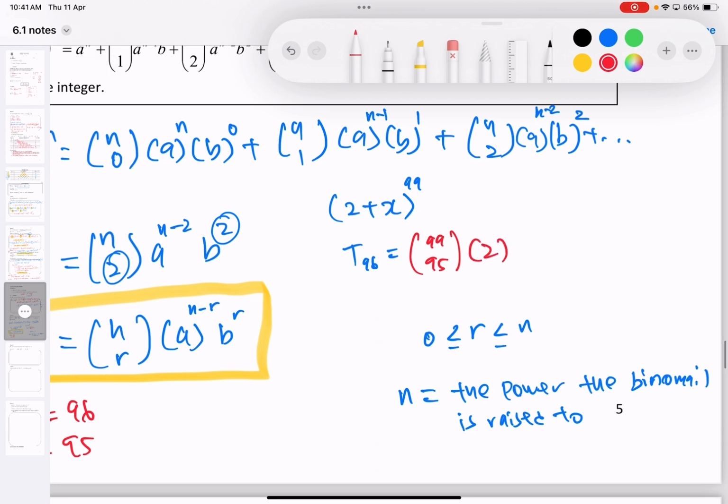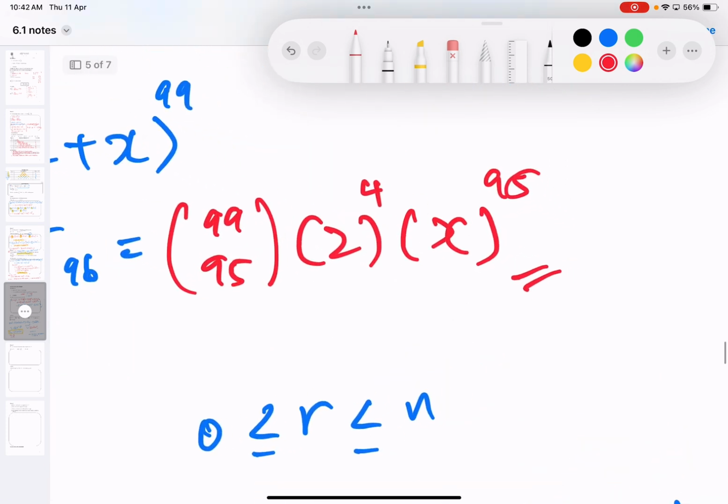Your A is your 2, your B is your X. So this one is just going to be 99 minus 95, which is 4. This will be X to the power of 95. Okay, so this is your answer. Just enter this in your calculator and you're done. This will be about 2 marks.